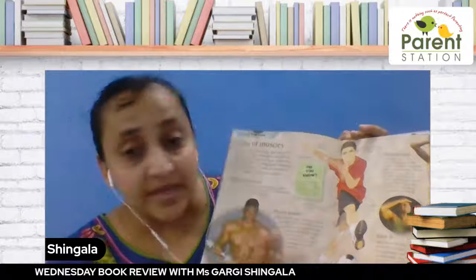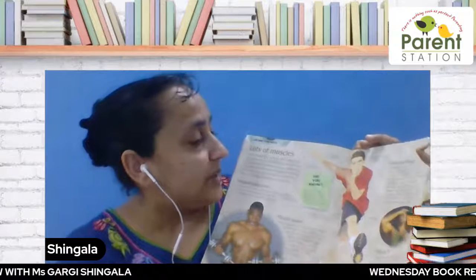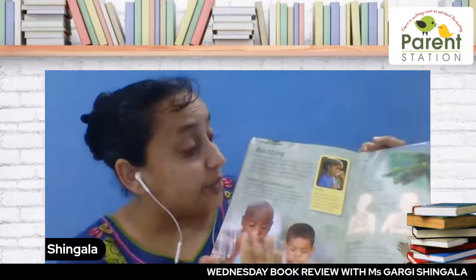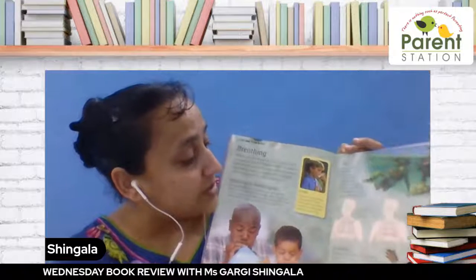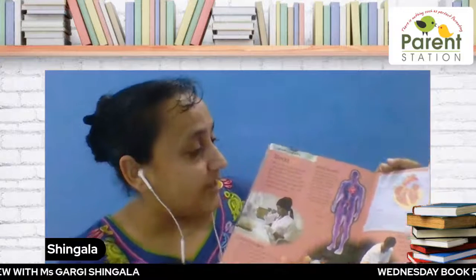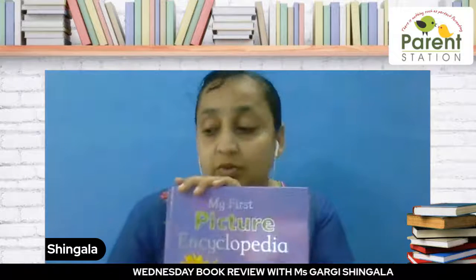So these are the best books which you can discuss with your kids and read to them. Lots of muscles, muscular power, air, breathing, lungs, voice box. Wonderfully designed book. Great. So these are some of my favorite books which I discuss with my children.